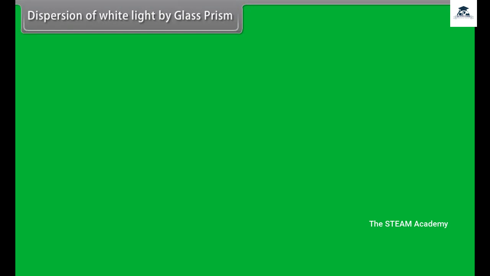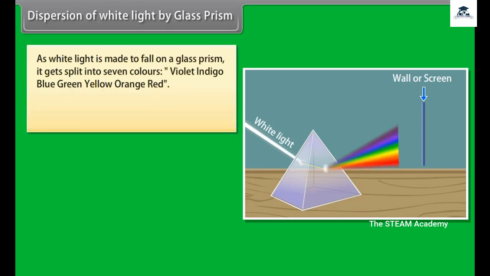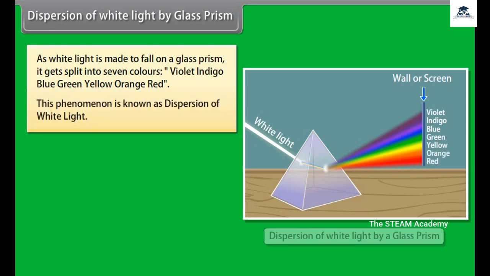Dispersion of white light by glass prism. Now we shall discuss what will happen if we incident white light on the glass prism. As white light is made to fall on a glass prism, it gets split into 7 colors: violet, indigo, blue, green, yellow, orange, red. This phenomenon is known as dispersion of white light.